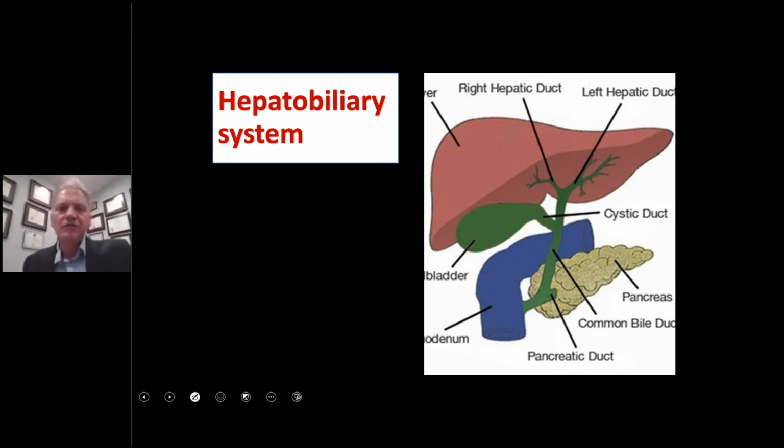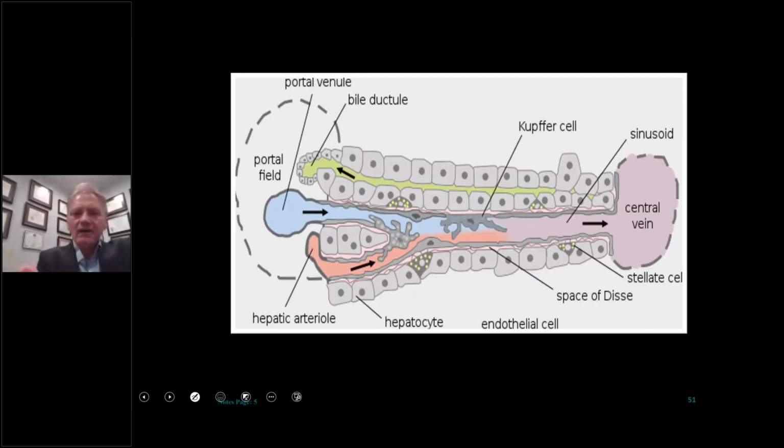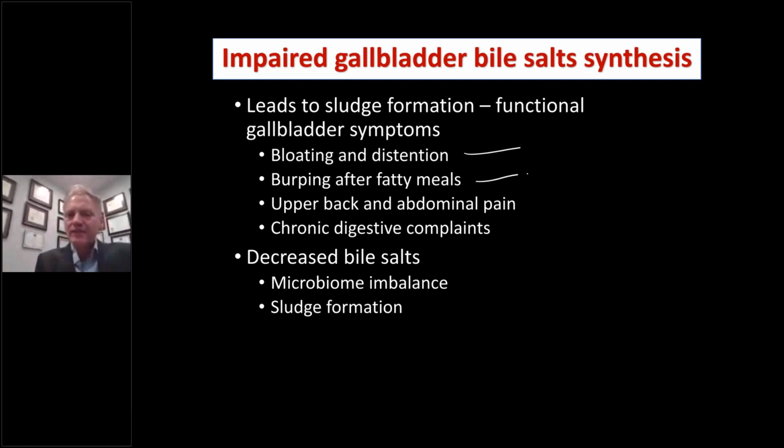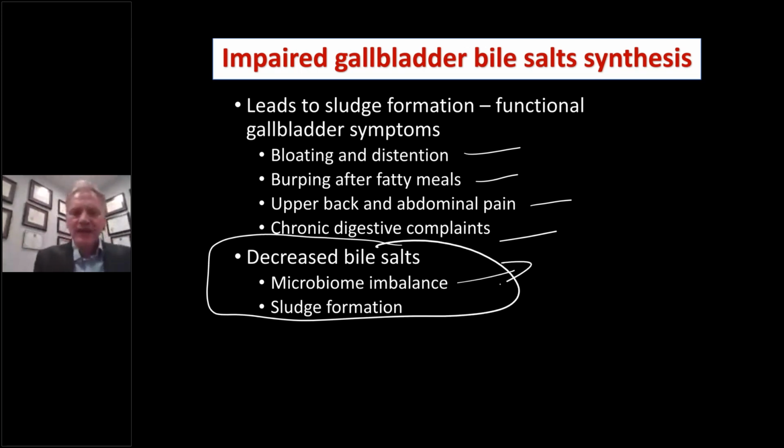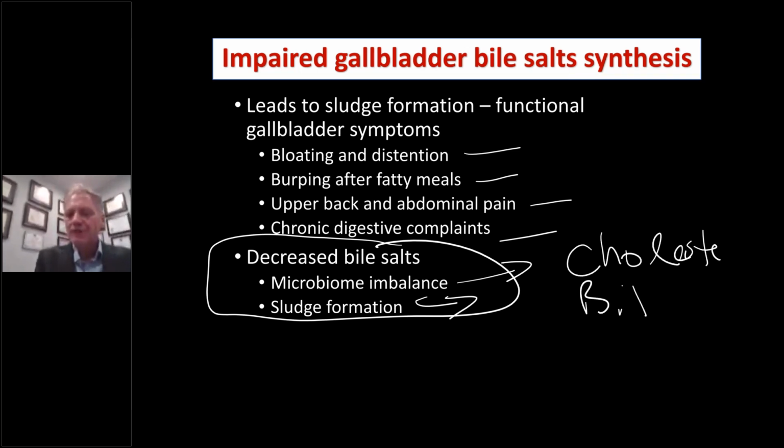All right, so impaired gallbladder salt synthesis leads to sludge formation, and clinically, here's some of the signs that you can see. You can have bloating and distension, burping after fatty meals, upper back and abdominal pain, chronic digestive complaints. These are clues that you have poor bile flow. If you have decreased salts, it's going to create a microbiome imbalance, and it's going to increase sludge formation. If your liver is unhealthy, it's not going to make the appropriate amount of cholesterol to bilirubin ratio.